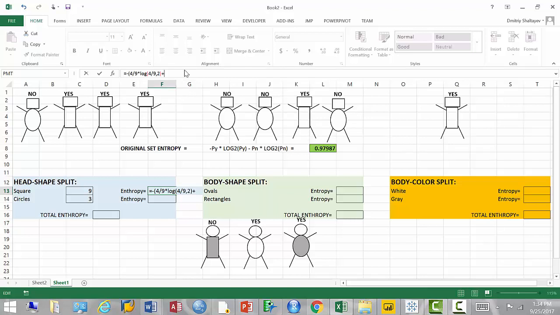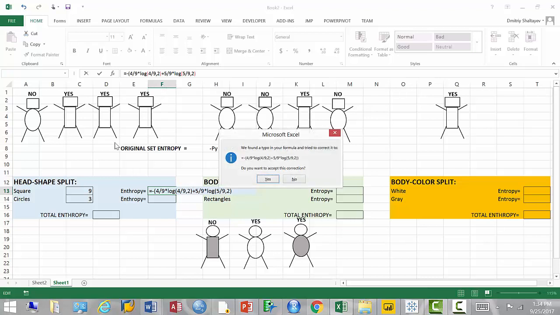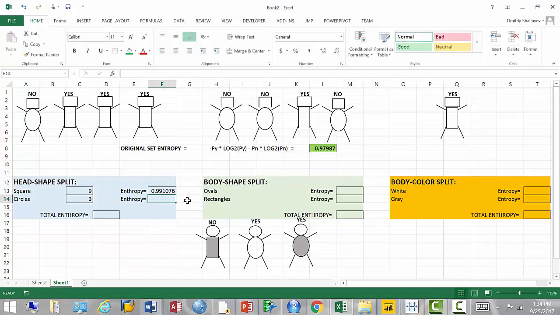Plus, how many yeses do I have? Well, 4 no's, therefore 5 yeses. So 5 out of 9 are yeses. Multiply that by log 5 out of 9 base 2. Oopsie. What does it say? Yeah, correction. Okay, so this set has 0.99 entropy.